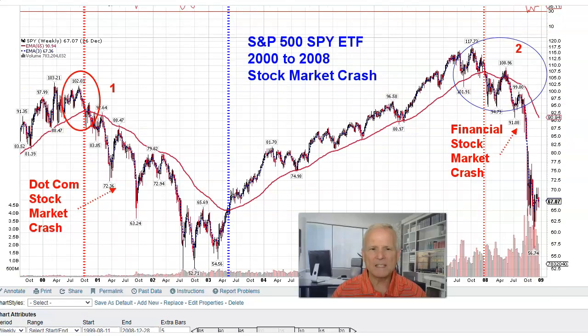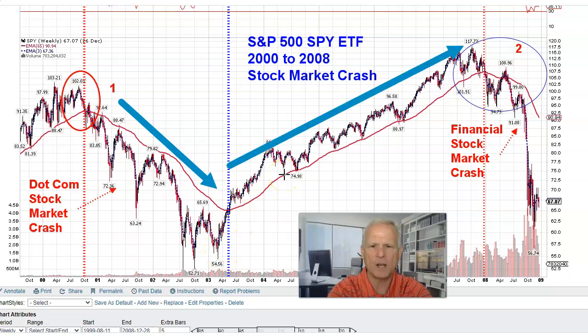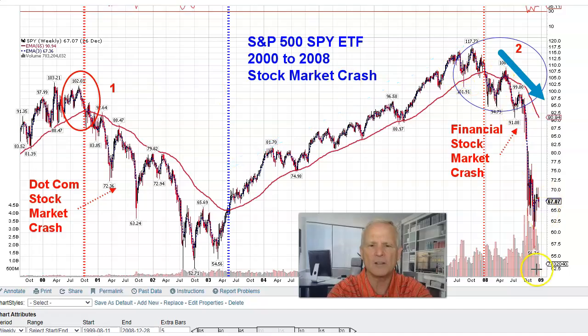Now, one thing that makes this interesting, we never know how long a downtrend is going to last. We can see back here in the 2000 dot-com stock market crash, the markets were going down for about 2.5 years before we finally had a recovery. And then it took about 6 or 7 years for the market to get back to the previous highs. And then before you know it, we had another downturn.